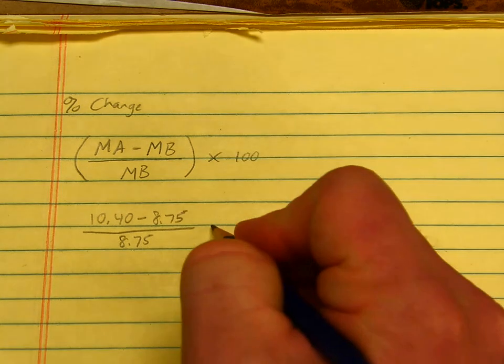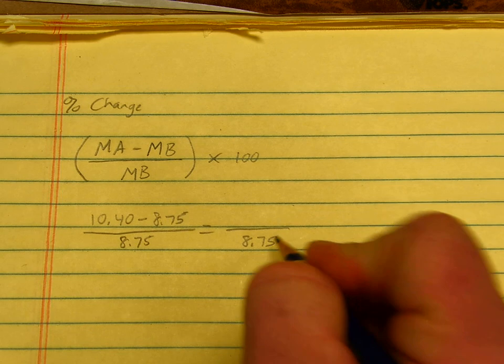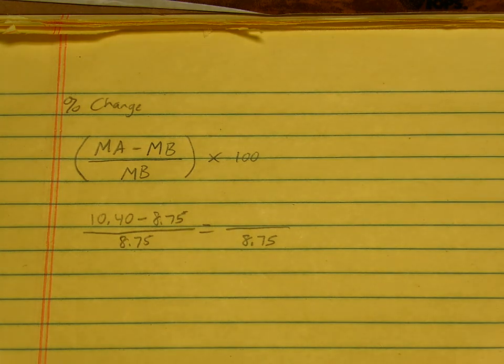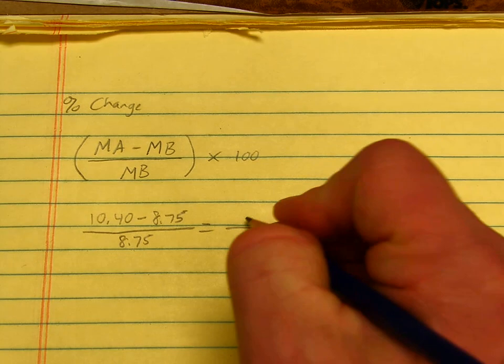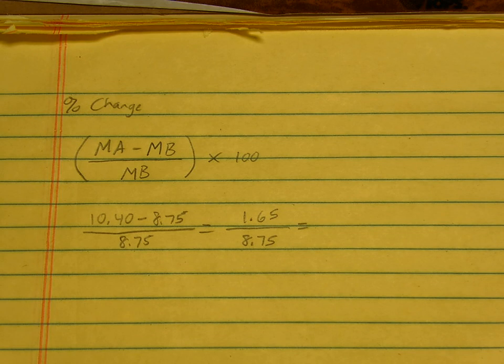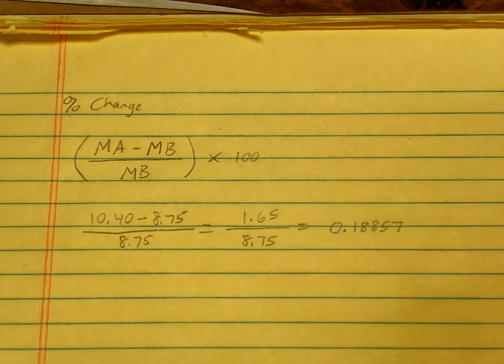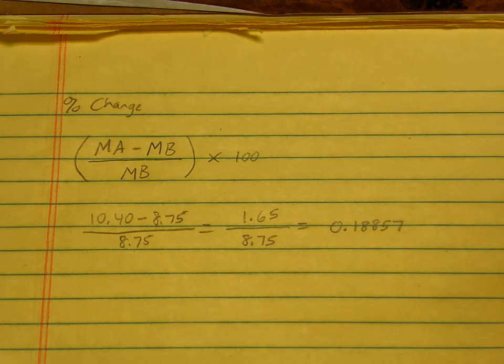Okay, following along hopefully. Now I'm going to do just some simple math. I've got to grab my calculator real quick. So 10.4 minus 8.75 equals 1.65. Then, again basic math, 1.65 divided by 8.75 gives me 0.18857. I know there are extra decimal points there, but we'll deal with that in a second.